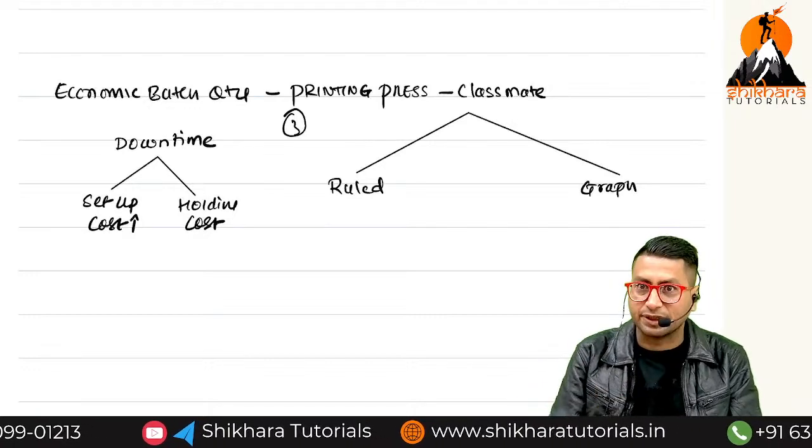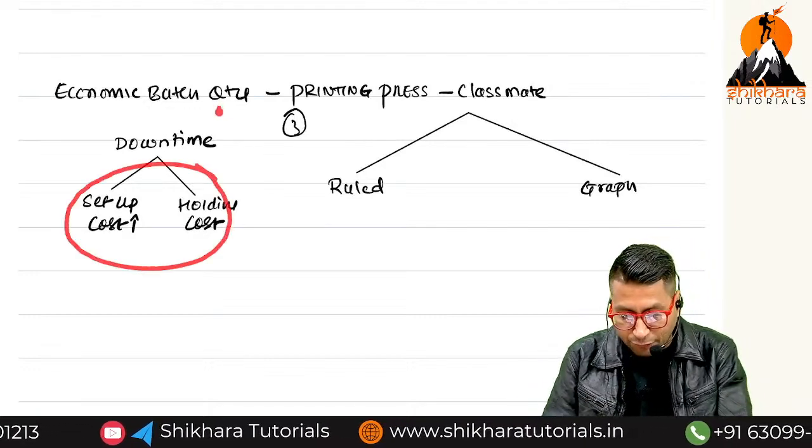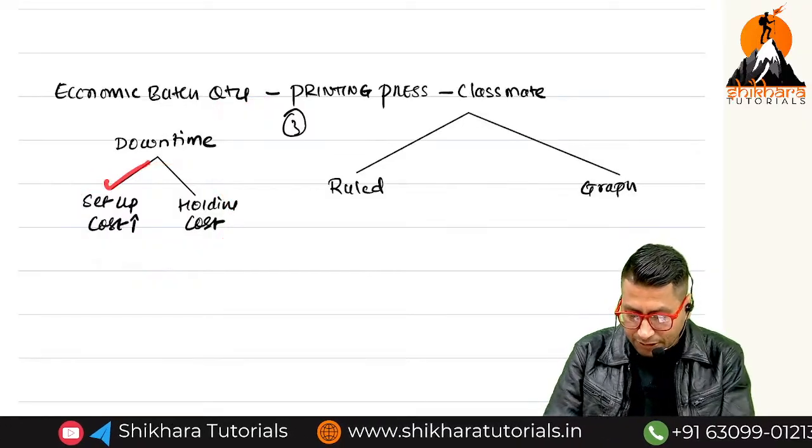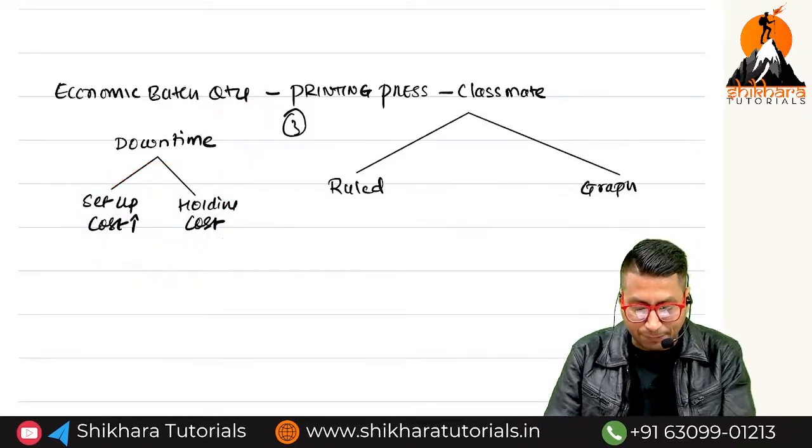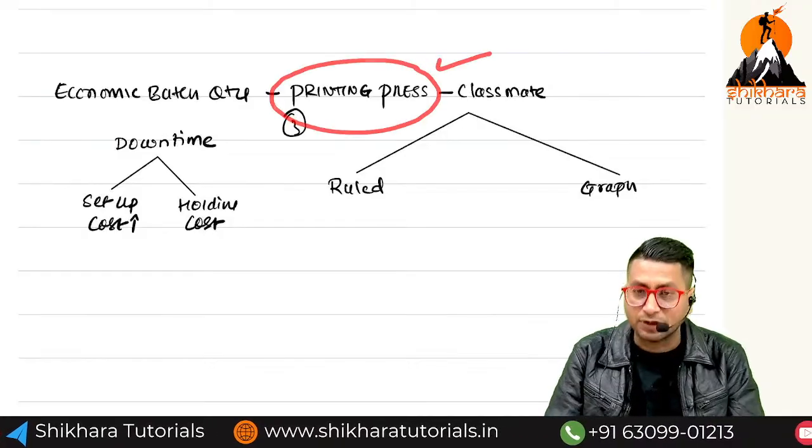Cost should be reduced. What are the two types of cost we will face in economic batch quantity? Setup cost and holding cost. Example for setup cost, we have taken an example of printing press.